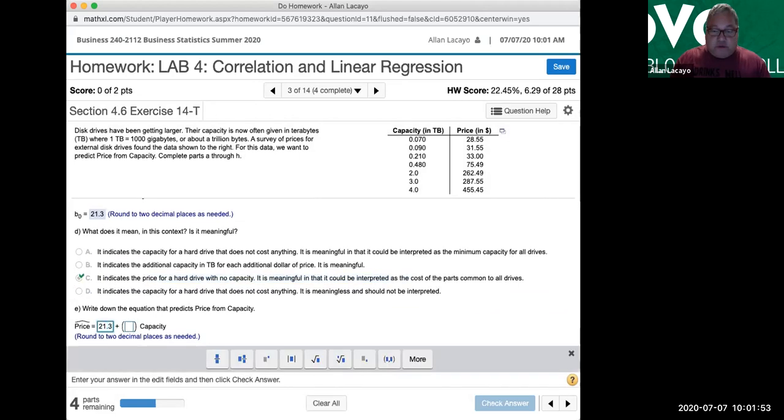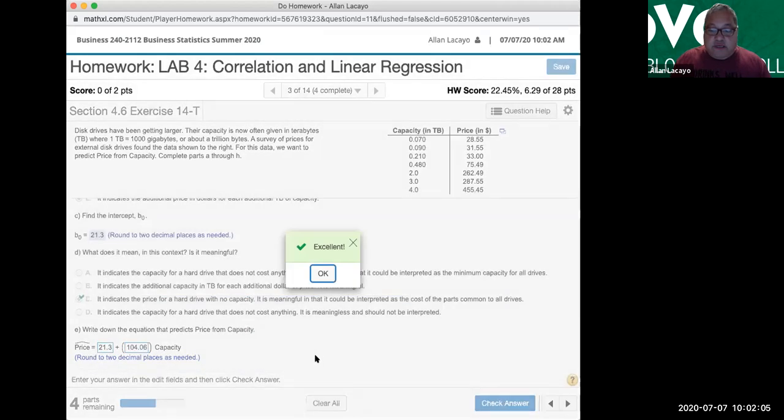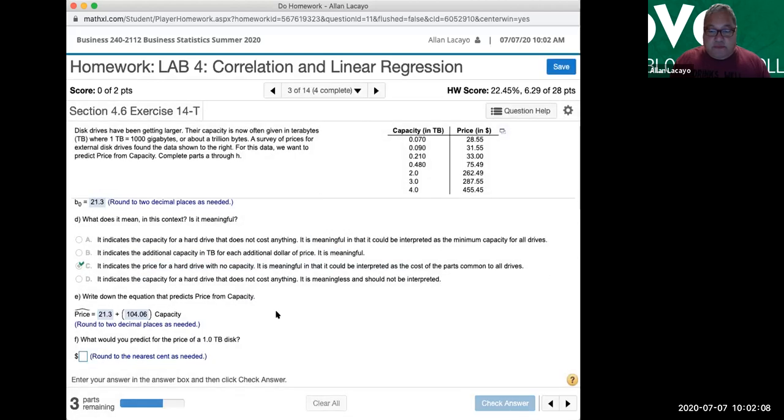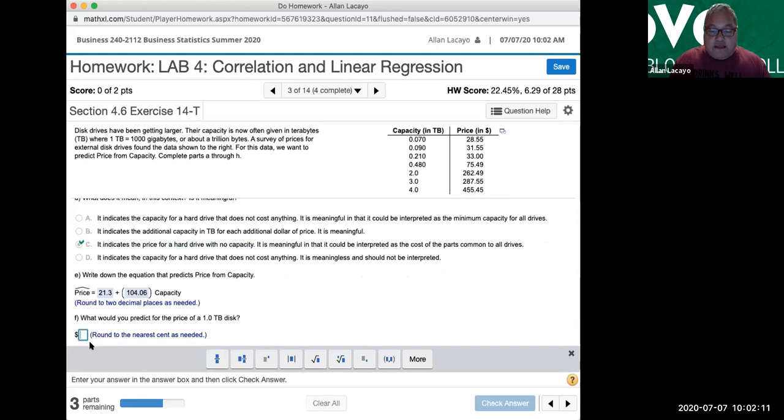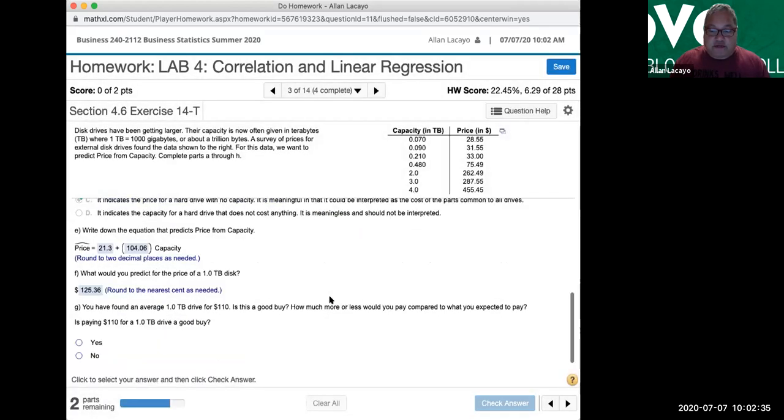Now I'm going to put in the line. So it just asks me to essentially put in both the intercept and the slope into the equation of the line. And then it asks me to predict the price of a hard drive that is 1 terabyte in capacity. So 1 terabyte would make this capacity variable here a value of 1. So I'm just going to add $21.30 to $104.06, get $125.36. And that is my estimated or predicted price for a 1 terabyte hard drive.